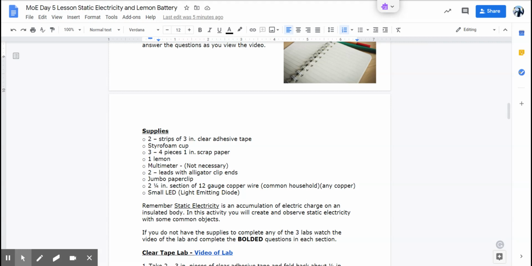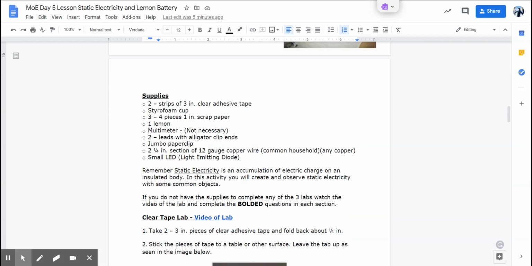One of the things right here is this multimeter. So if you plan on doing it and you don't have the multimeter, that's okay. You can still run the lab without it, but you're still going to have to watch the video to kind of get those readings of what the numbers should be. So it's pretty straightforward. There's a little reminder of what static electricity is, and right down here, any questions that are bold, you need to answer.